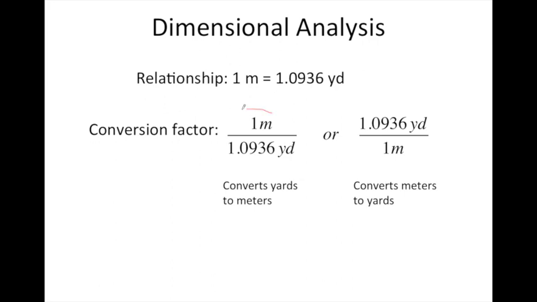If you express it the first way, that's generally used if you need to convert yards into meters, where what you're trying to convert into goes on top and what you're converting from goes on the bottom. If you wanted to convert meters into yards, you would write it like this, where the 1 meter would go on the bottom and the 1.0936 yards would go on top.